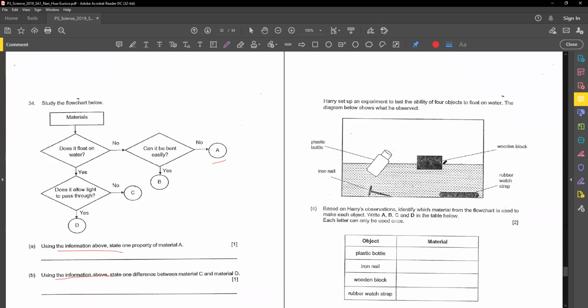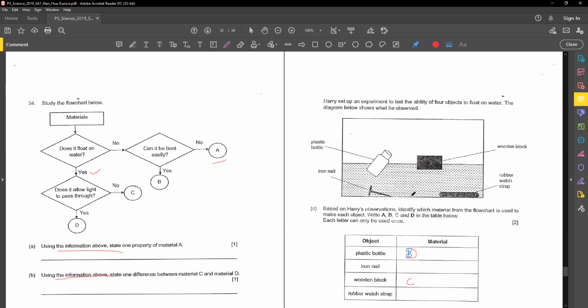So we can go through the objects one by one. Firstly, we can see that the plastic bottle and the wooden block are floating on water. So yes to the question, does it float on water? Now we move down the chart. Does it allow light to pass through? As plastic bottle is transparent, it will be a yes. So this would be D. And the wooden block is opaque, so it will be C.